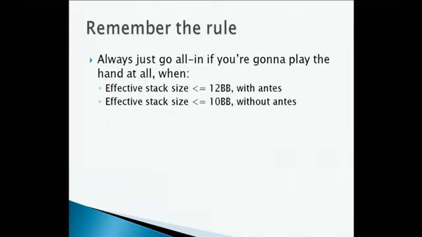when there's antes, then just go all in if you're going to play the hand at all. And if there's no antes, then you need to be a bit shorter, because you don't want to risk 12 big blinds when there's no antes. So you only want to risk like 10 big blinds without antes. But this was the rule that I outlined in the first class roughly on when you can go all in.